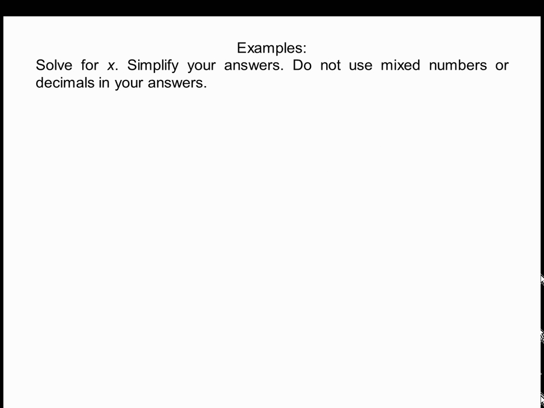Some examples. Solve for x, simplify your answers, do not use mixed numbers or decimals in your answers. Okay, this is kind of my standard directions for solving equations.